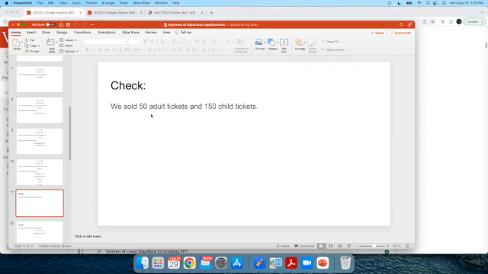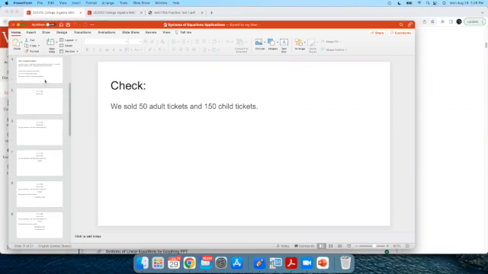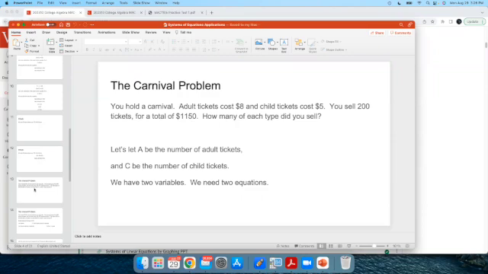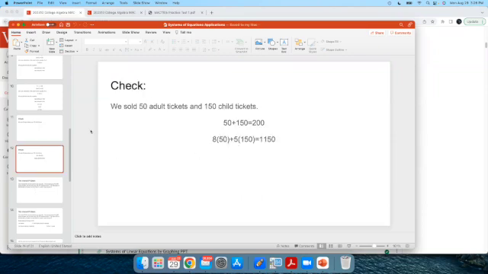All of this is required on word problems. Define your variables. Then once you get your answers, write a complete sentence.